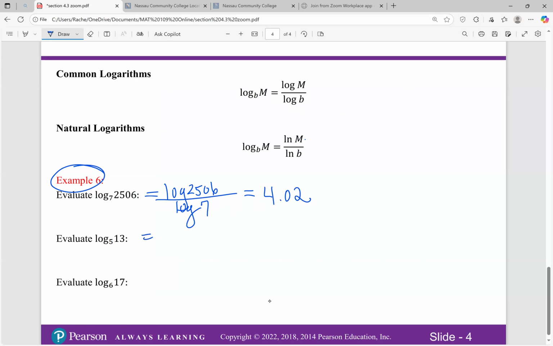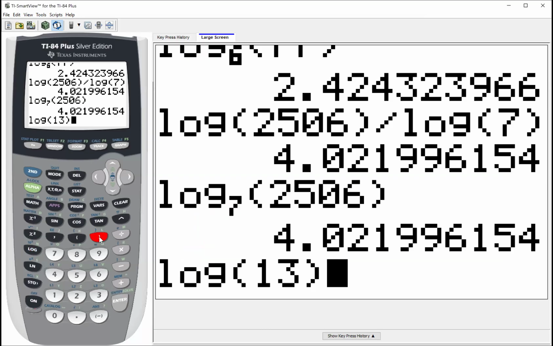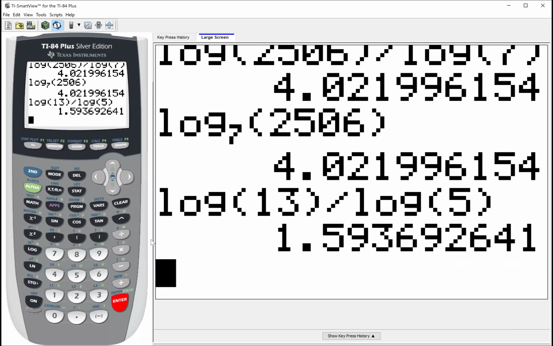Now let's evaluate log base 5 of 13 using the change of base. So this is going to be the log of m, which is 13, divided by the log of the base, which is the log of 5. So log 13 divided by log 5. We get about 1.59.